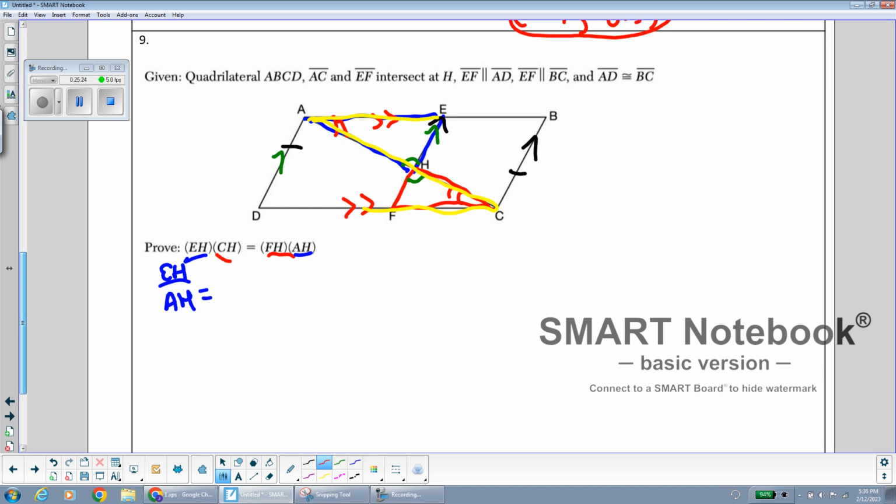Take the first term on this side of the equal sign and divide it by the last term on this side. And then notice that when you cross multiply, you get EH times CH, which is what you want here. And when you cross multiply the other way, you get AH times FH, which is exactly what you want here. I'm going to pause the video and write up the proof, and you should do the same. So please pause the video so that way you can try writing it up yourself.